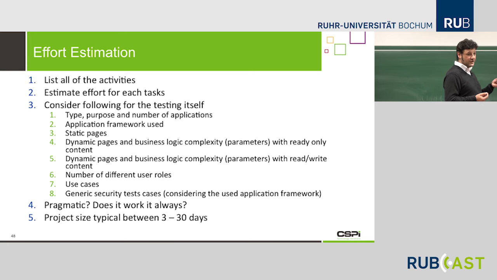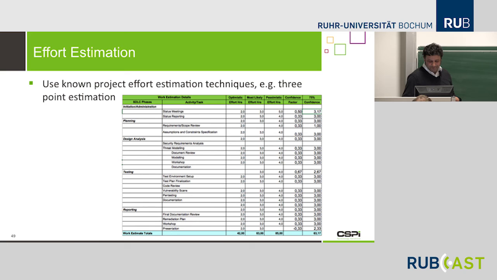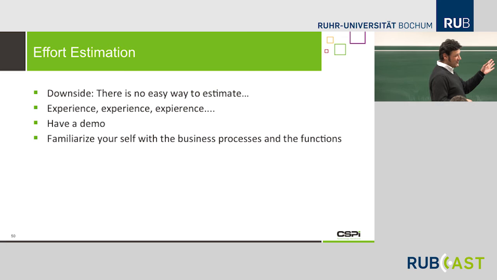But at the end, you need to have a pragmatic approach here. Because most testing is between 3 and 30 days on average for applications. And you wouldn't do a diploma thesis for a 3-day application test. So therefore, it's just a gut feeling at the end. That means there is no easy way to always estimate. It's experience, experience, experience. But consider all the steps I showed two slides before.